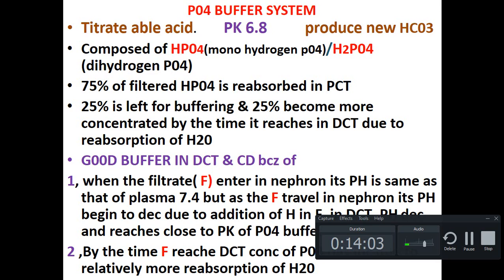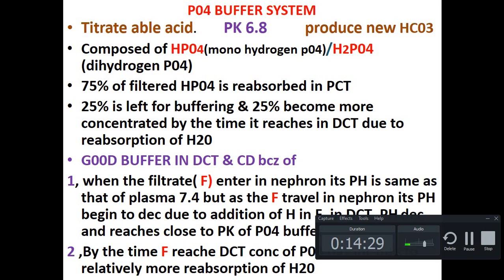So the phosphate buffer is composed of monohydrogen phosphate and dihydrogen phosphate. 75% of the filtered monohydrogen phosphate is reabsorbed in the proximal convoluted tubule, while 25% is left for the buffering, and this 25% becomes more concentrated by the time it reaches the DCT, the distal convoluted tubule. Why does it become more concentrated? Due to the reabsorption of the water.